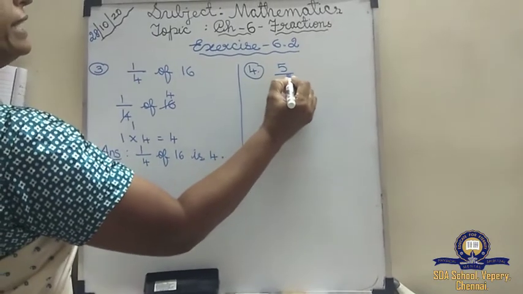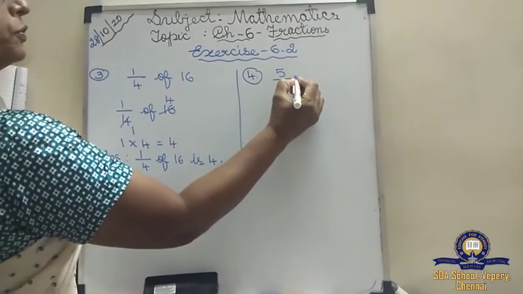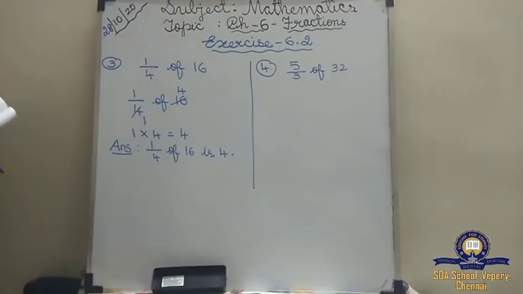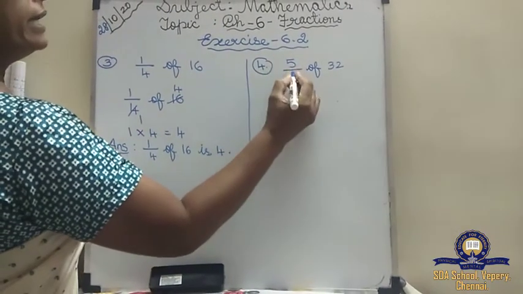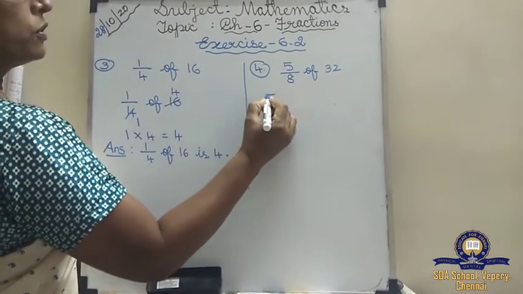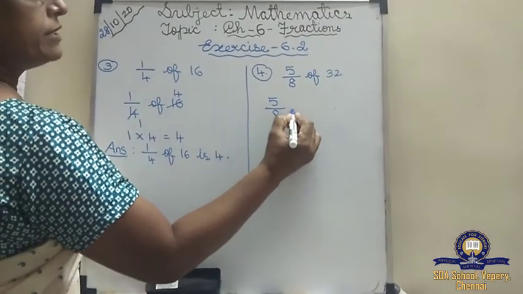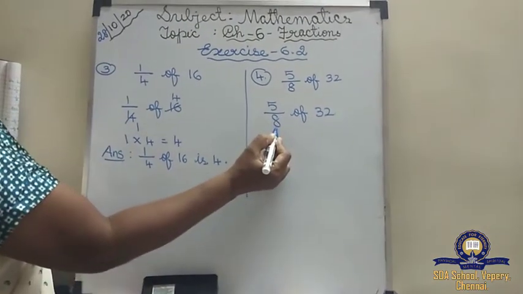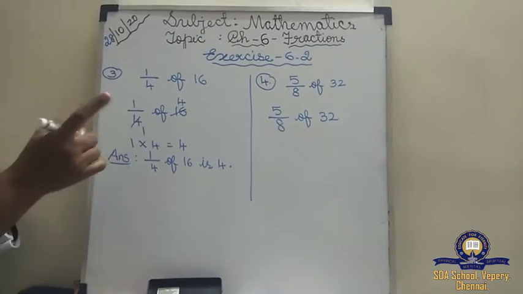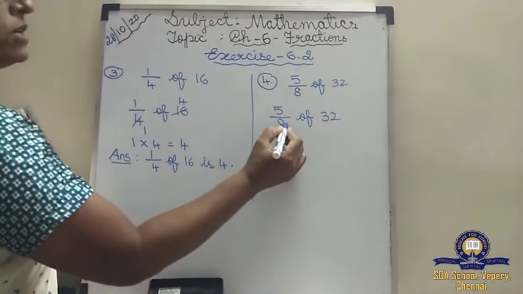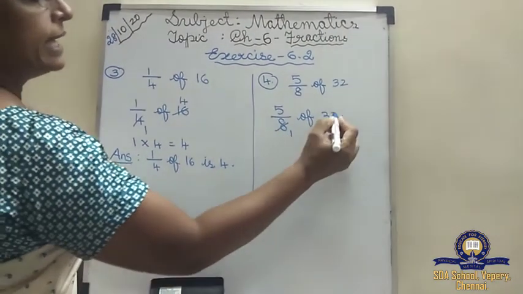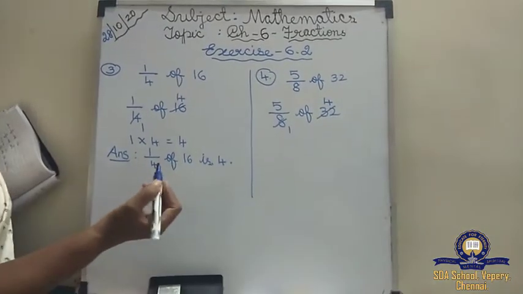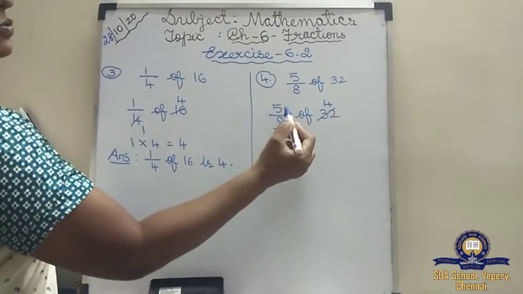5 by 8 of 32. So 32 goes in the 8 table, isn't it children? If you are thorough in tables, you can do this sum very easily. So 1 8 is 8 and 8 4s are 32. So these two numbers, what do you have to do, children?